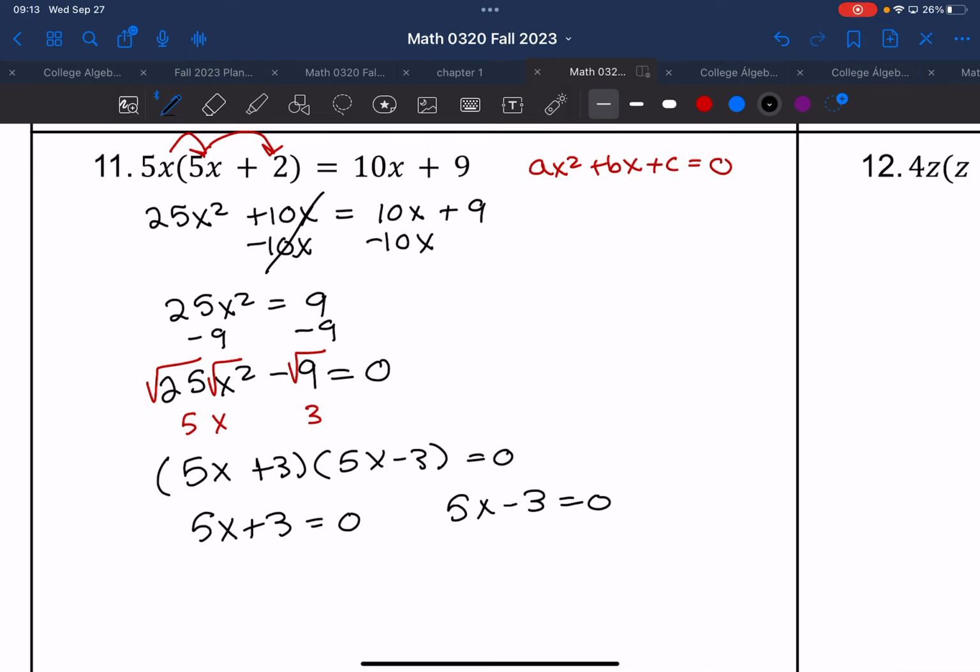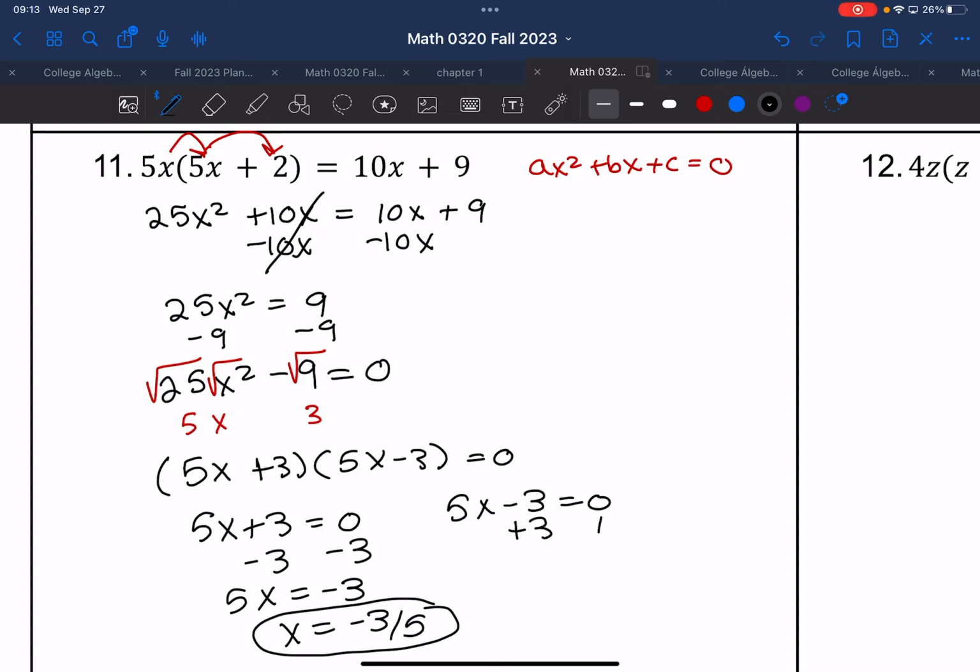On the first one, I would have to subtract 3, and I get 5x equals negative 3. Then divide each side by 5, and I get x is equal to negative 3/5. That's my first answer. On my next answer, I would have to add 3 to both sides, and I get 5x equals positive 3. Divide both sides by 5, I get x is equal to positive 3/5.